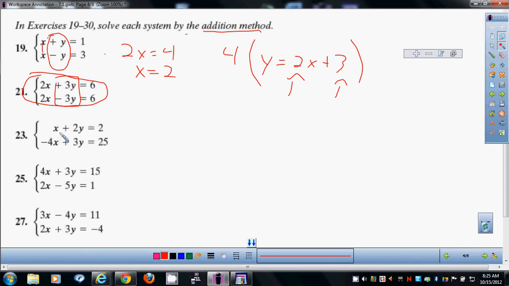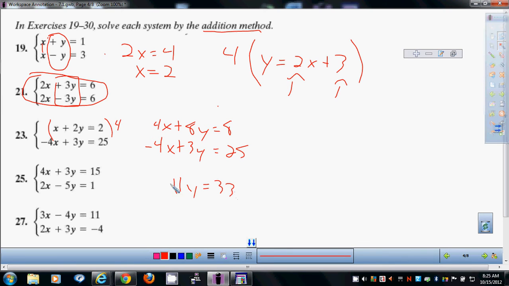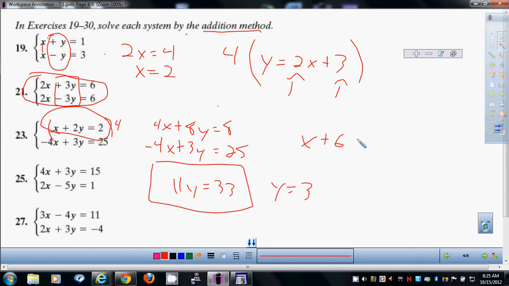For instance, what do you think I can multiply this top equation by that would nicely cancel with something on the bottom? 4. That would make it 4x plus 8y equals 8 over negative 4x plus 3y equals 25. Now if we add them together, we get 11y equals 33, y equals 3. And if we go back and plug that in, I'll plug it into the top one over here. That would give us x plus 6 equals 2. Subtract the 6, and x equals negative 4. So that would be my solution.